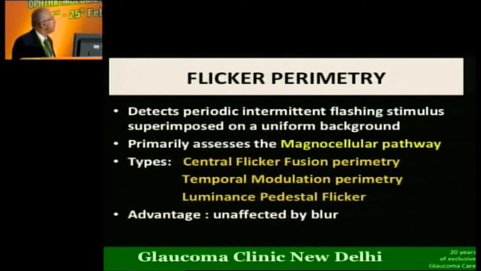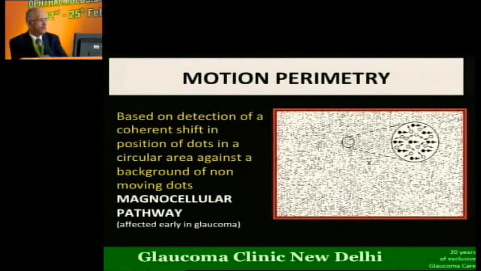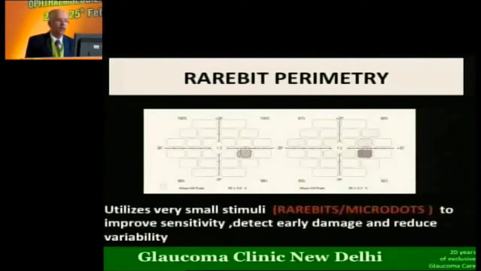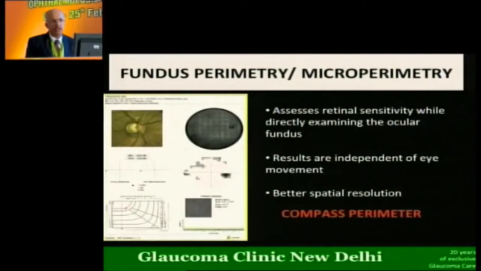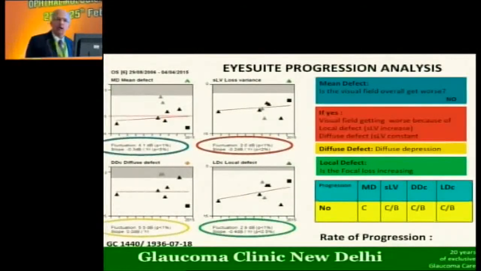Then we have flicker perimetry, which is looking at intermittent flashing stimulus on a uniform background. The advantage is that the cataract does not affect it significantly, and it's focused on the magnocellular pathway. Then there's motion perimetry, which is focused on the magnocellular pathway. It's another way of trying to pick up early changes in glaucoma. There's rarebit perimetry. The focus eventually is to be able to detect changes before conventional perimetry is able to pick it up.